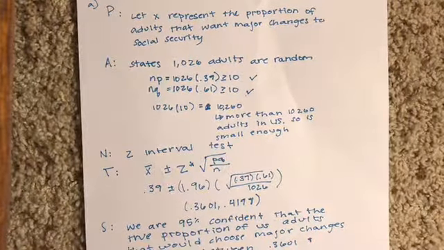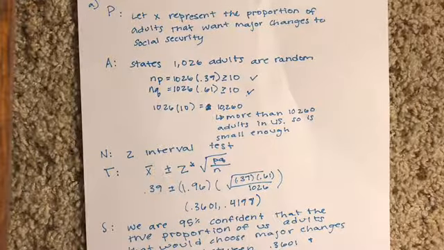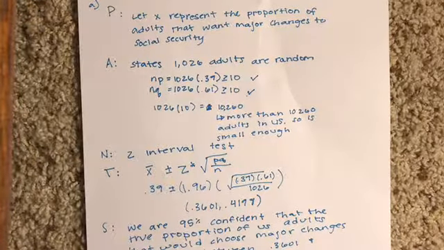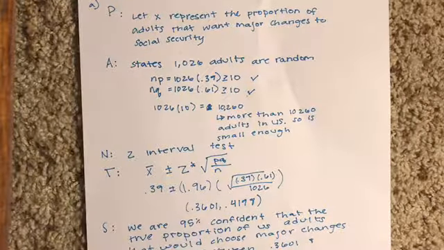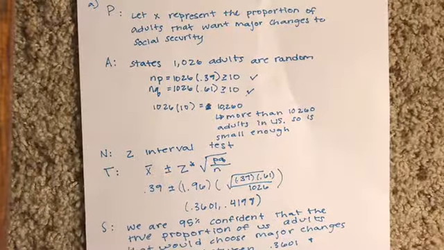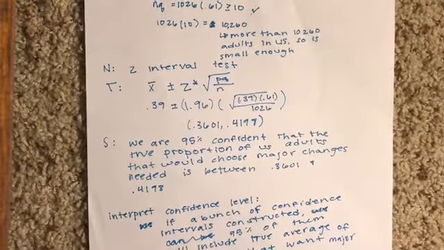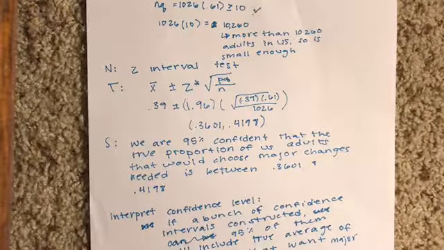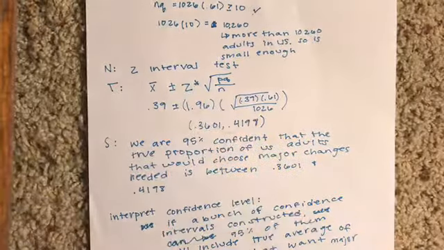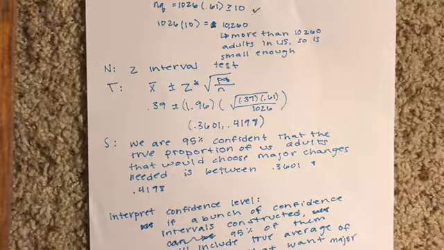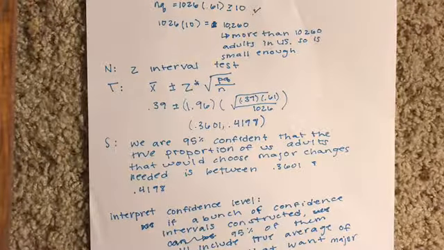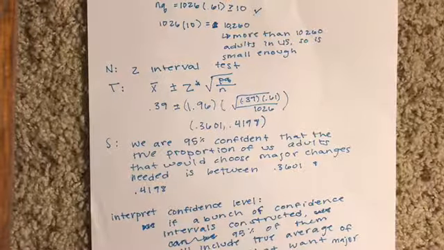And then for N, we name the test, and we know it's a z-interval because there's only one thing that we're trying to find. There's only one x bar, and we have the p and q for both. So then for Part T, we test this. So we have our equation, x bar plus or minus the z star times the square root of p, the success, times q, the failure, over n, which is the sample size.